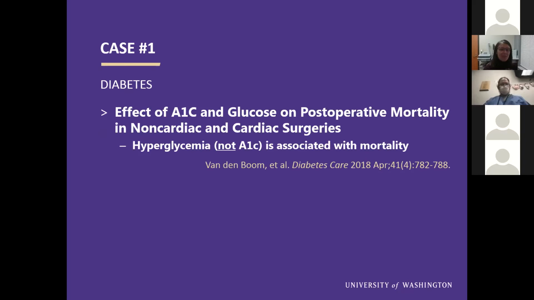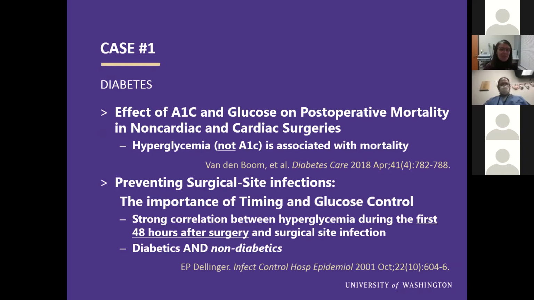This first study I want to submit to you is entitled Effect of A1C and Glucose on Post-Operative Mortality in Non-Cardiac and Cardiac Surgeries. And this study showed that it is blood sugar at the time of surgery, not in the months preceding surgery, that impacts outcomes. And this makes perfect sense. Our own Patch Dellinger, who is double boarded in general surgery and infectious disease and recently retired from the UW, published a nice discussion of this 20 years ago, and it is still applicable today. He noted that hyperglycemia is a predictor of poor outcomes in diabetics and non-diabetics.